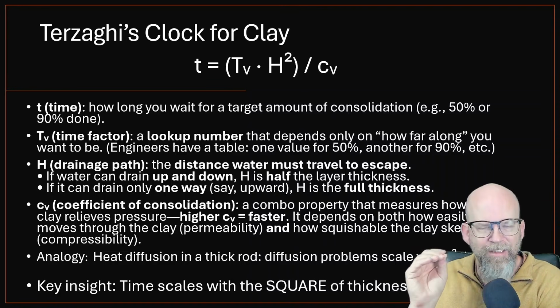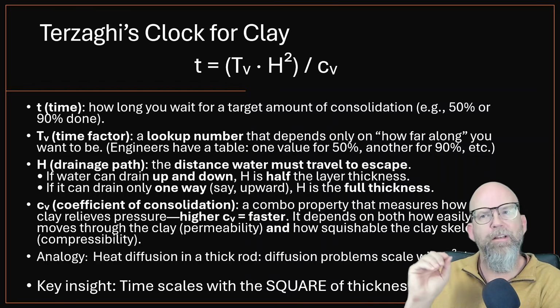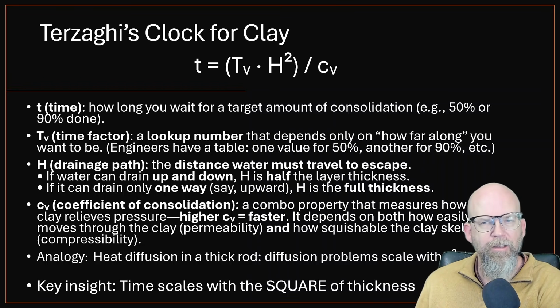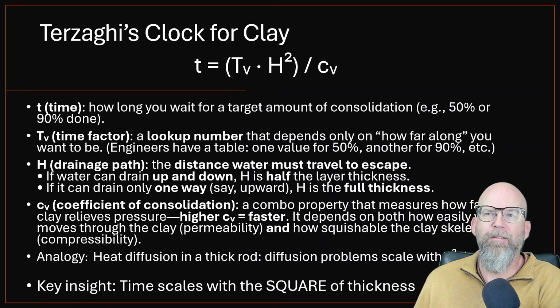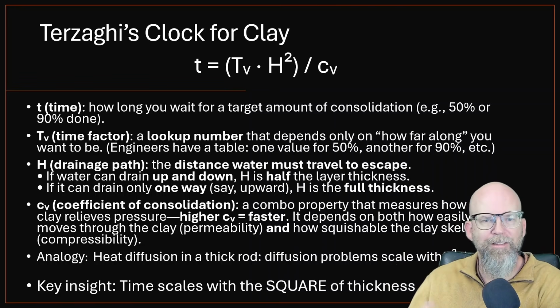TV is the time factor itself, saying we want to get to 50% or 90% consolidation. H is the drainage path, right? The drainage path would be the distance water has to travel to escape.